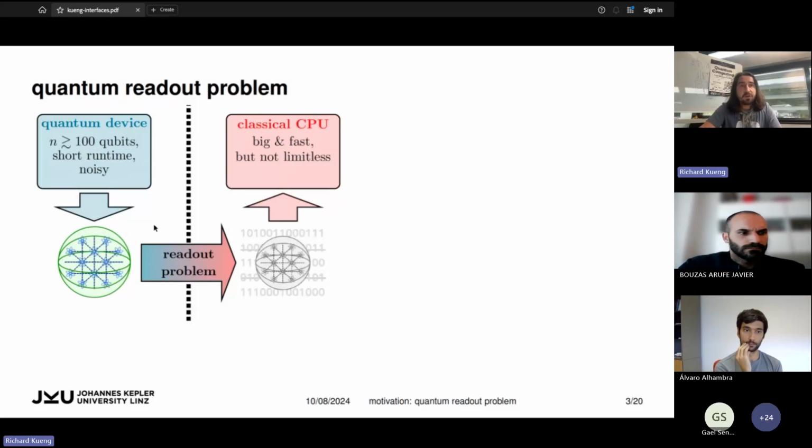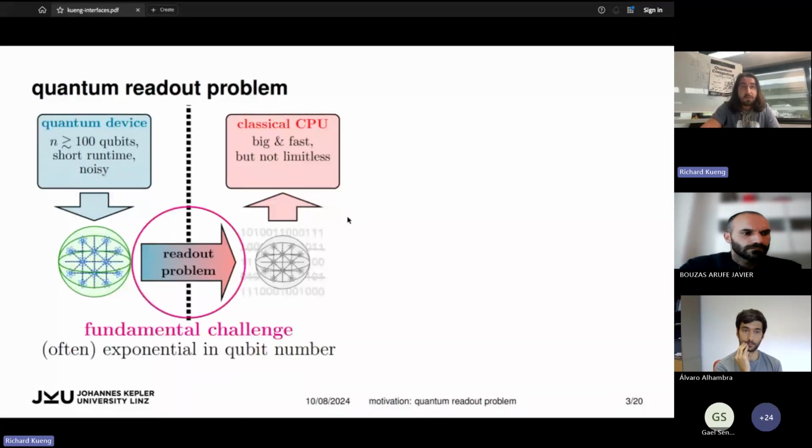Because if we want to learn something about the state of the quantum architecture after computing, we have to measure the qubits involved. And as you all know, quantum measurement is destructive and probabilistic. So you have to repeat this entire procedure many, many times in order to get enough statistics to actually answer the questions you set out to answer.